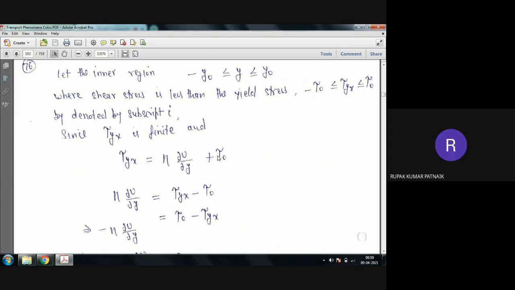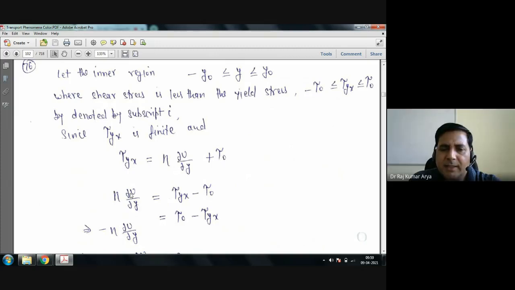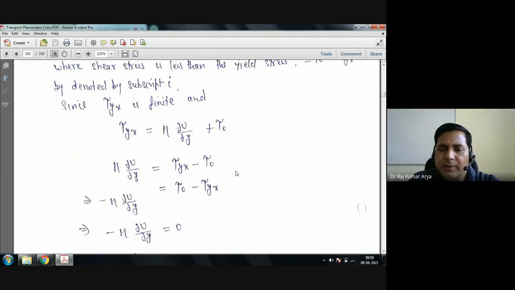Now you can rewrite this: eta del u upon del y will be equal to tau_yx minus tau naught. Up to some particular value, this tau_yx will not be equal to this, so it would be less than this. So it will keep on being 0, until the time this becomes the same. So they will become 0 or less than that. Correct?